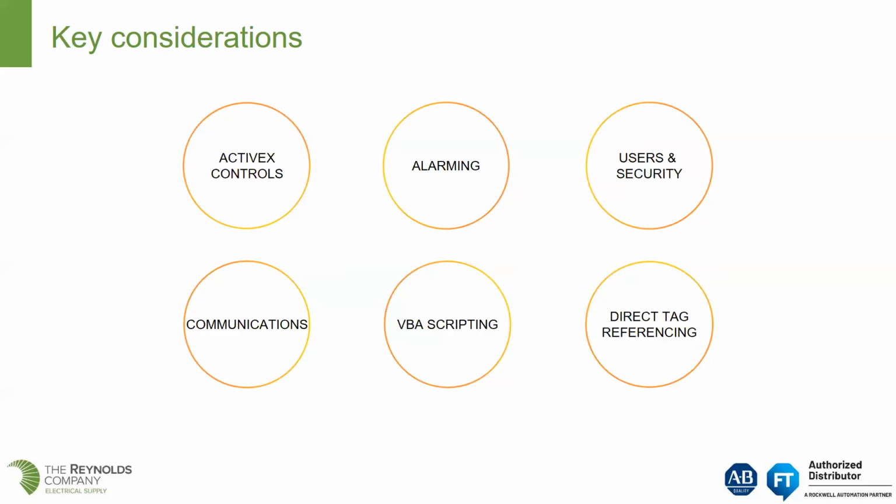Communications, pretty much everything is Ethernet today. If you have a PLC5 running on DH+, we can still bridge to that DH+ application, but we would need to consider that during the conversion. VBA scripting, as we spoke about, is handled by RSView32 in the application in the HMI server, and in FactoryTalk View SE, VBA scripting is handled on the client side of the server client architecture.